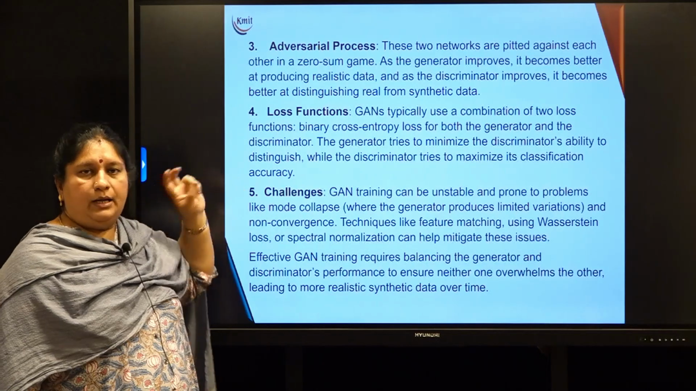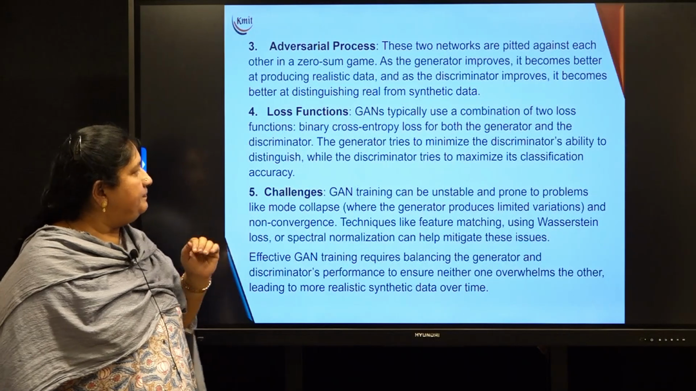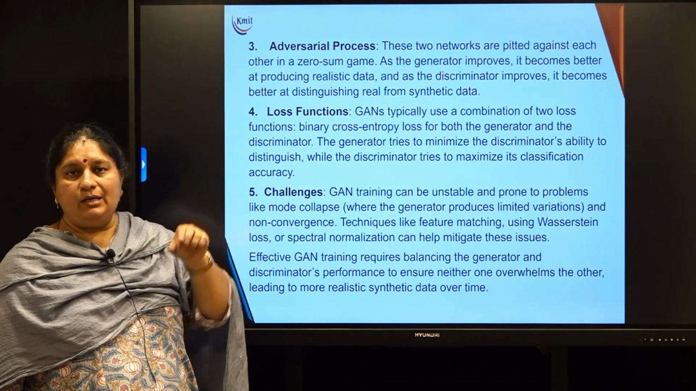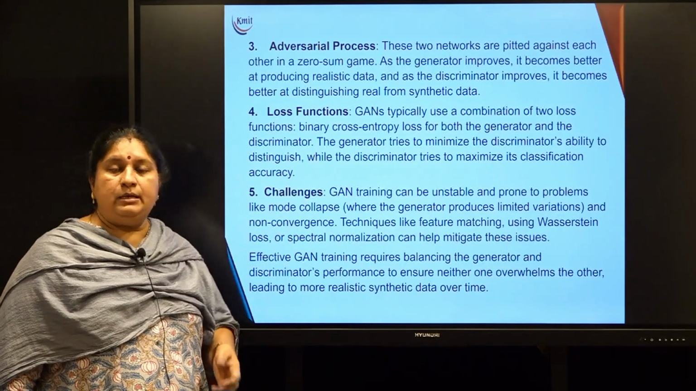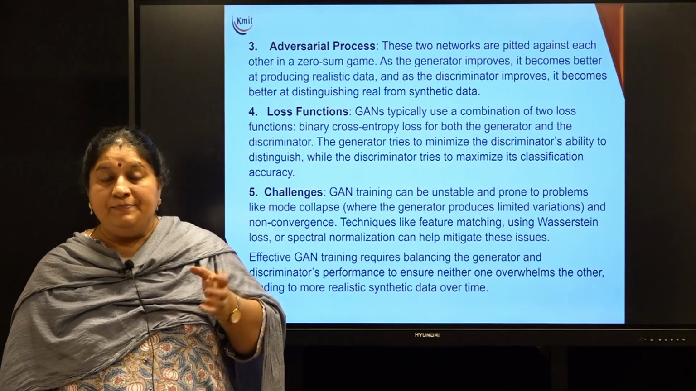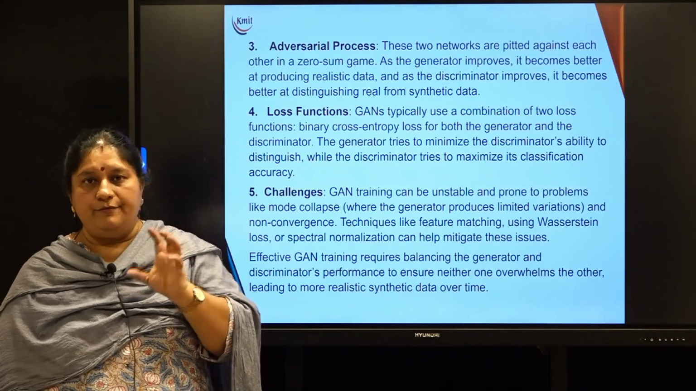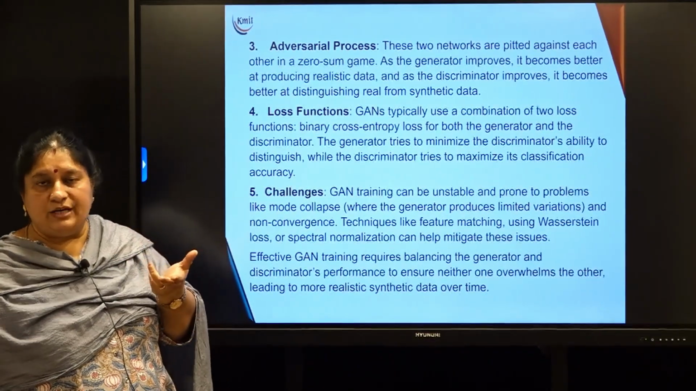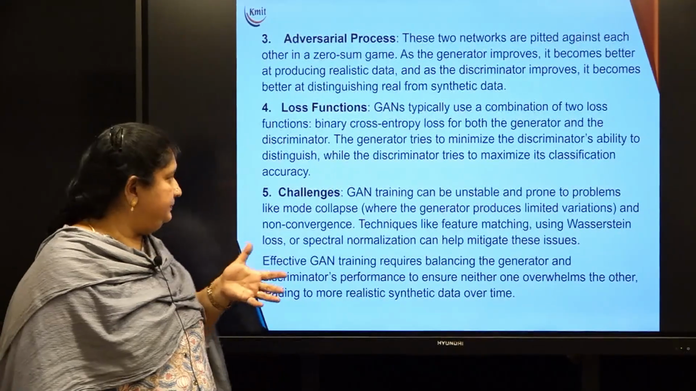Loss functions: there are two types of loss functions, one for the generator, the other for the discriminator. The generator loss function always tries to minimize the difference between the existing data and the generated data, whereas the discriminator tries to maximize the accuracy of the classification, because it wants to prove whether the data being generated is real or fake, right? So the discriminator always tries to maximize the classification accuracy.